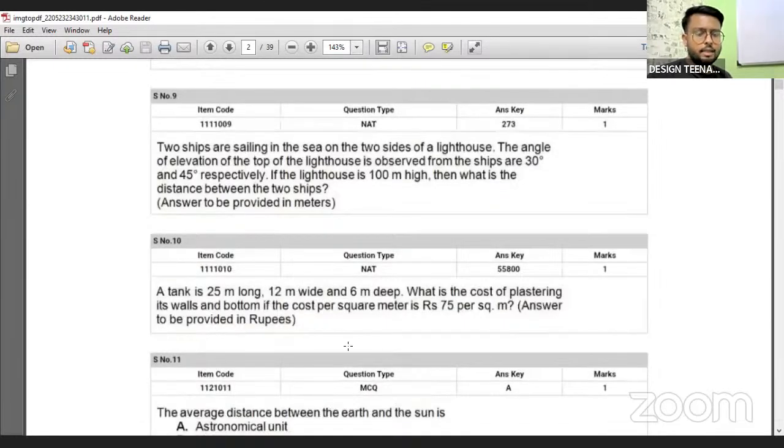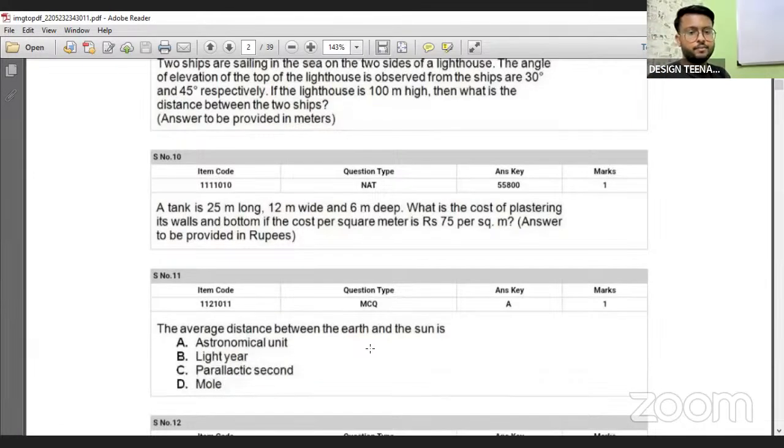All these are maths questions, and everything is very simple. A tank is 25 meter long, 12 meter wide, 6 meter deep. What is the cost of plastering its walls and bottom, if the cost per square meter is 75? Over here we have a tank of 25 meter long, 12 meter wide, and 6 meter deep. We need to identify the surface area of that particular tank, and multiply by the payment required per square meter. We will get the answer.